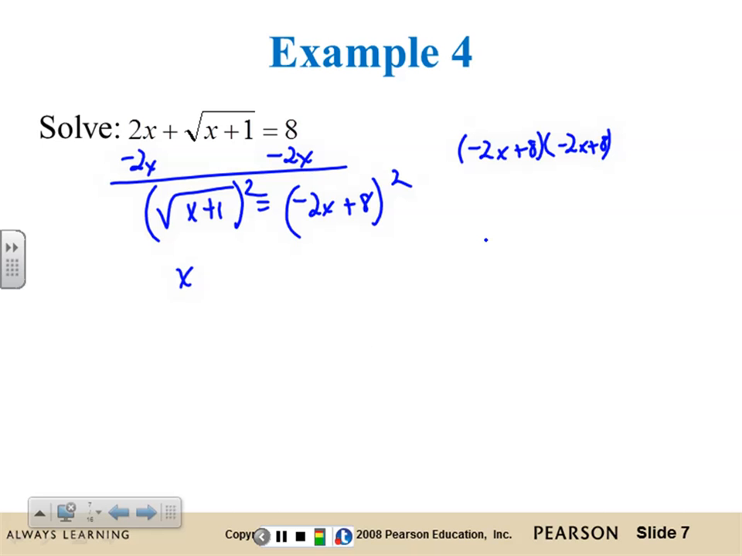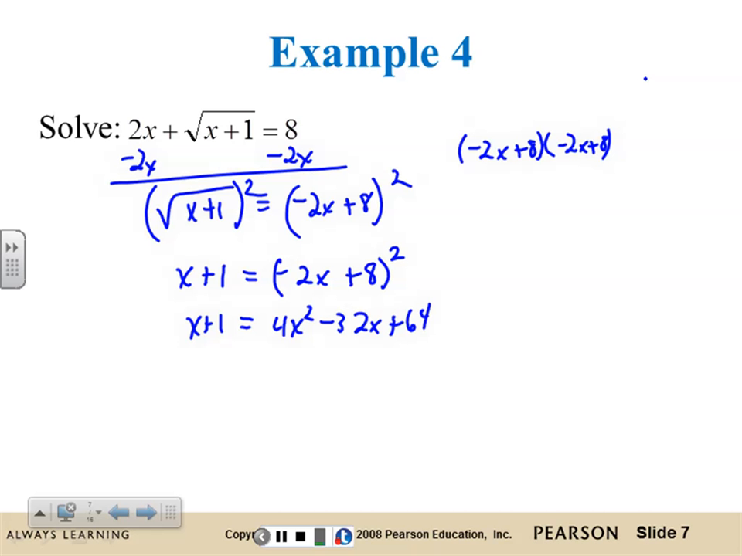Alright, so we're going to have x plus 1 is equal to negative 2x plus 8 quantity squared. But what I'm going to have to do is foil this out, and so when I do that, I'm going to have x plus 1 is equal to 4x squared minus 32x plus 64, and now I'm going to minus x minus 1. There we go, that's better. And do that to the like terms over here, so minus x minus 1. And so we have 0 is equal to 4x squared minus 33x plus 63.